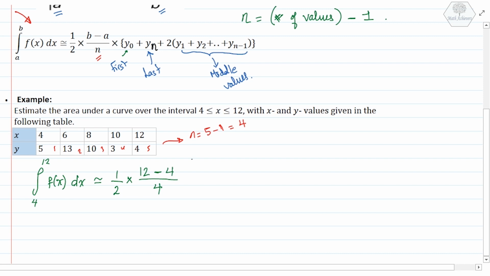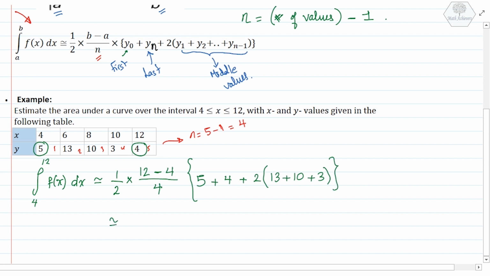All of this, I multiply by y naught, which is the first y value, which is 5, plus yn, which is the last y value, which is 4, plus 2 times y1, the middle values now. I here add the middle values, which are 13 plus 10 plus 3, and I close the bracket, and I close the big bracket as well.